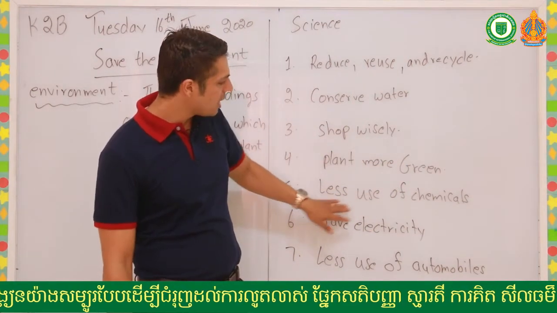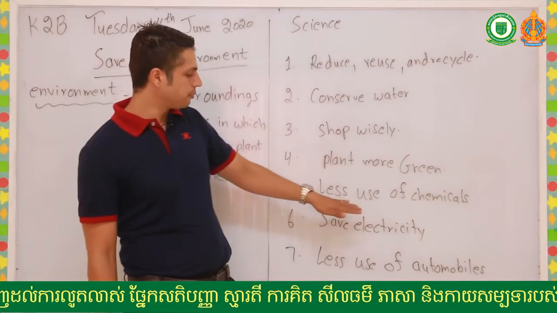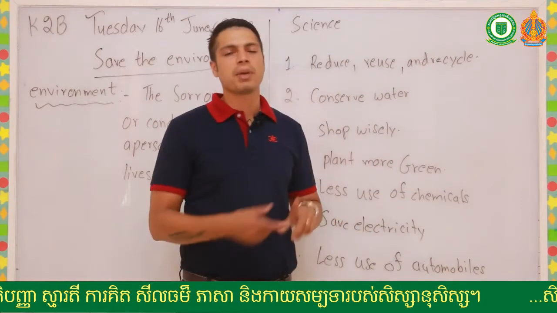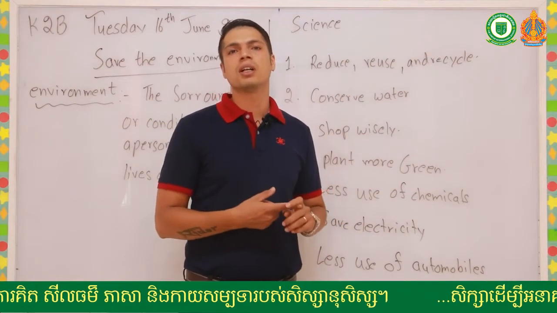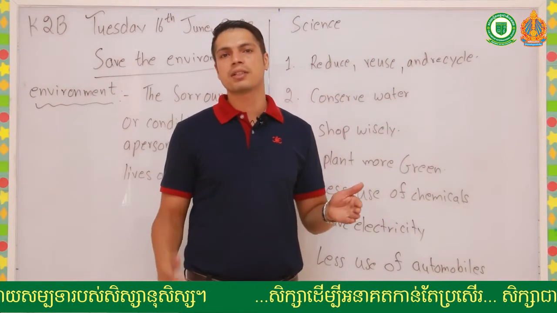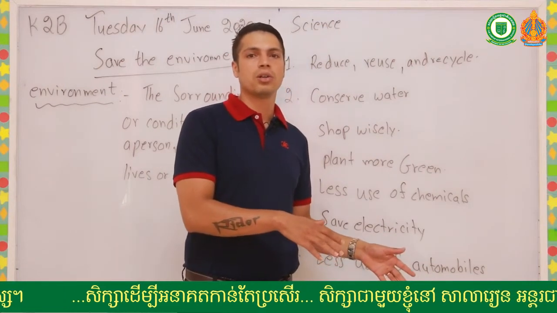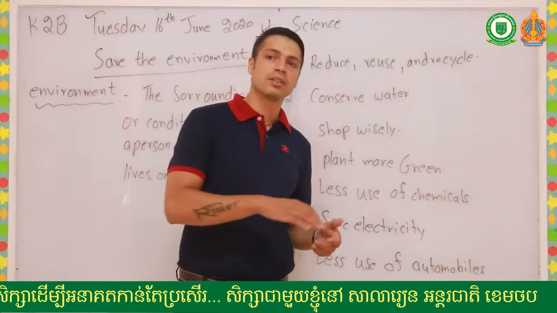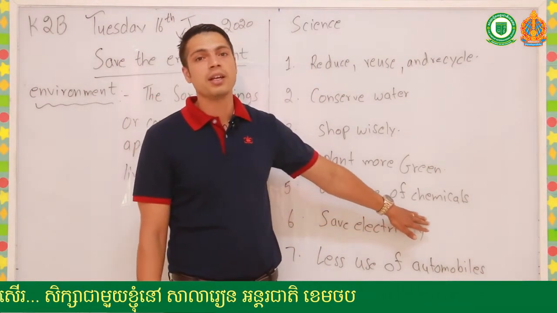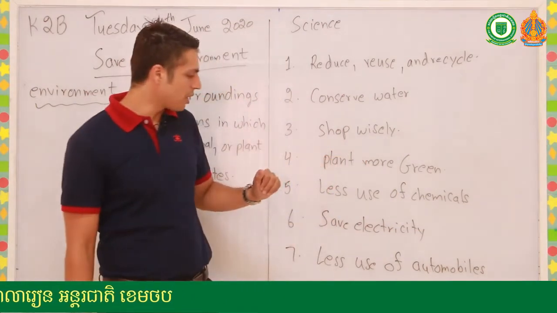Okay, so less use of chemicals. When it comes to chemicals, most of the beauty products like makeup or stuff, they have a lot of chemicals, or medicines. When you buy medicines and they expire, don't just throw them. Okay, so you can dissolve them in the water, and don't just throw them like this, okay? And less use of pesticides for your plants.